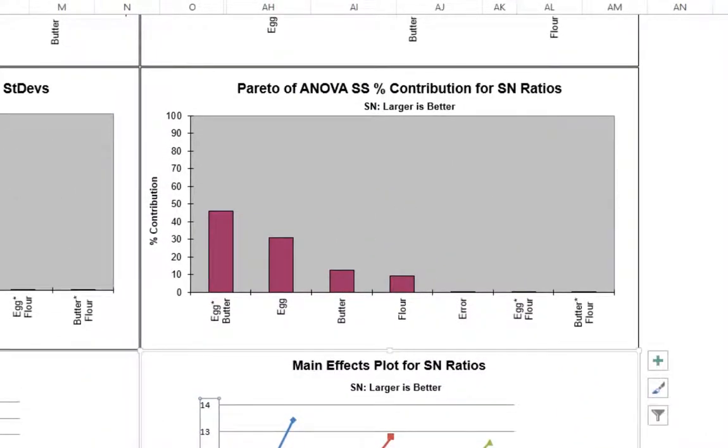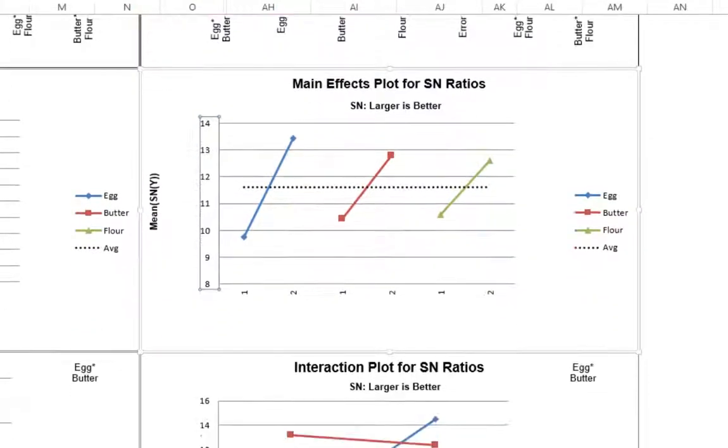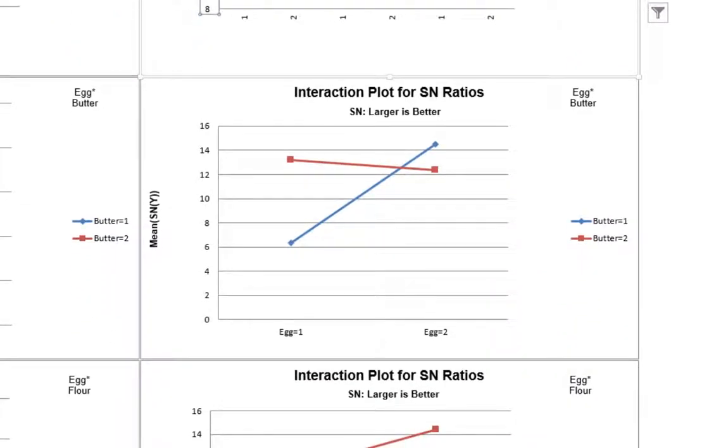This design permits the analysis of interactions, so we will look at the Pareto of ANOVA SS, or sum of squares percent, contribution for SN ratios, which includes the main effects and interactions. Now we see that the egg-butter interaction is clearly the dominant factor, which is in agreement with the analysis done using the 3-factor full factorial in the SigmaXL workbook. The error term in this model is the 3-way interaction, which is assumed to be negligible, so is not included in the model. Scroll down to view the interaction plot for SN ratios for the egg-butter interaction.